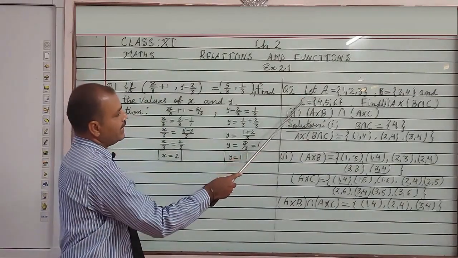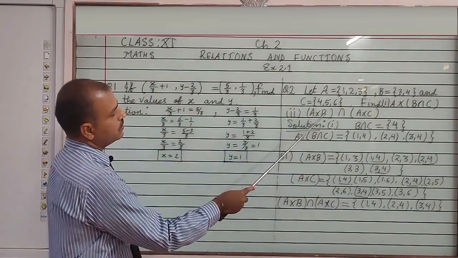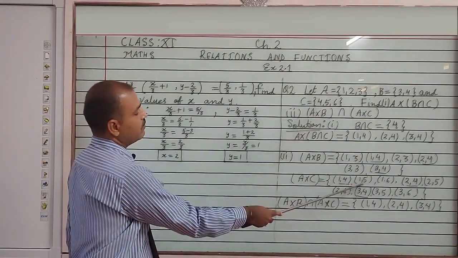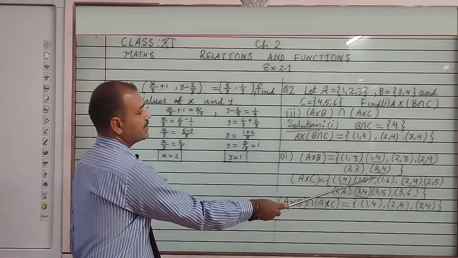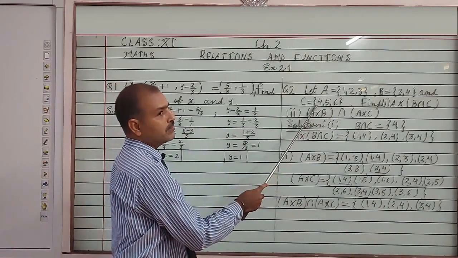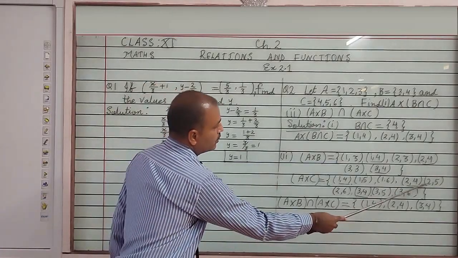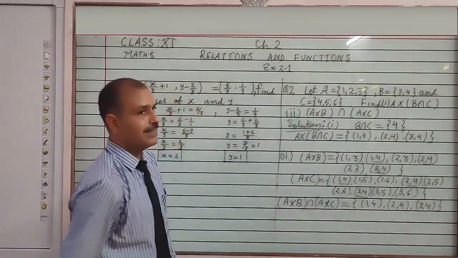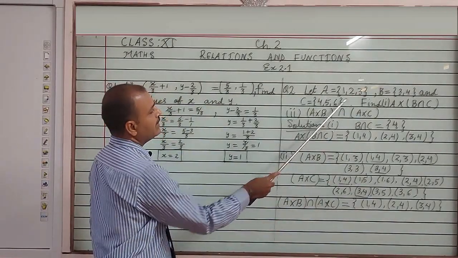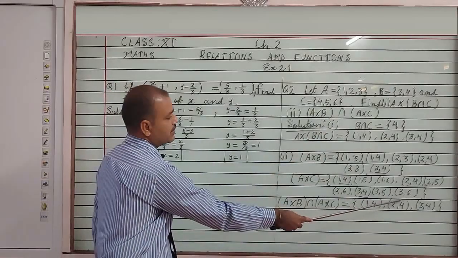So product of A and C. A multiply by C is equal to (1,4), (1,4), (1,5), (1,5), (1,6), (1,6). Same thing: (2,4), (2,5), (2,6). Then (3,4), (3,4), (3,5), (3,5), (3,6), (3,6).